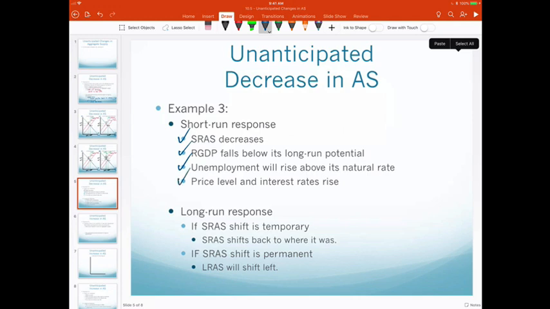Now the long-run response is different. If the shift is temporary, then as we saw before, short-run aggregate supply goes back to where it was. However, if it's permanent, the long-run aggregate supply curve will shift to the left, and we kind of stay at this new equilibrium with a lower overall real GDP and a higher price level.